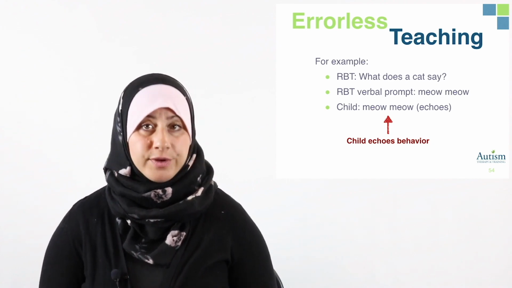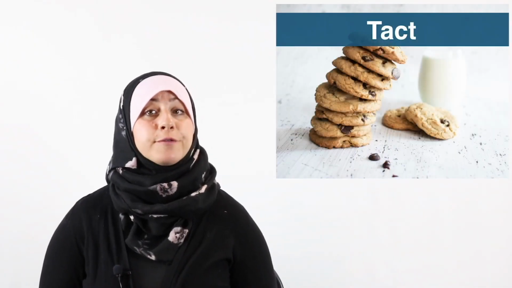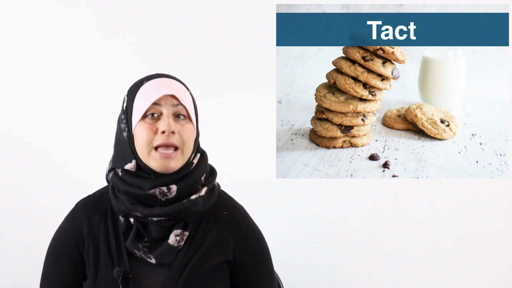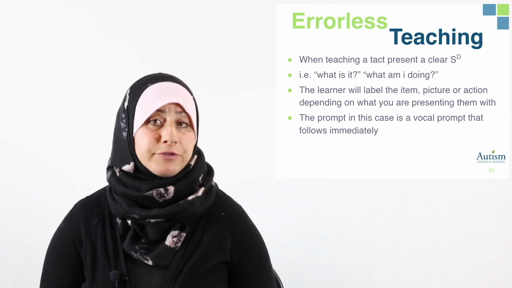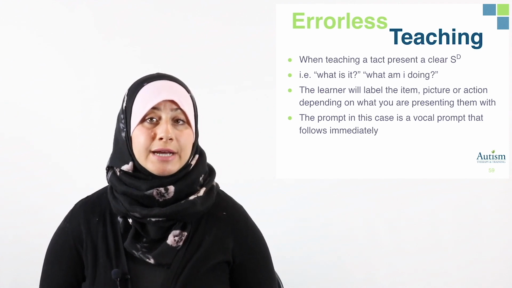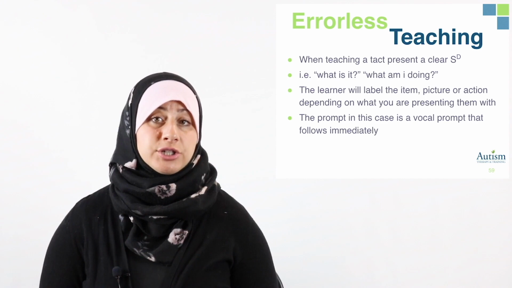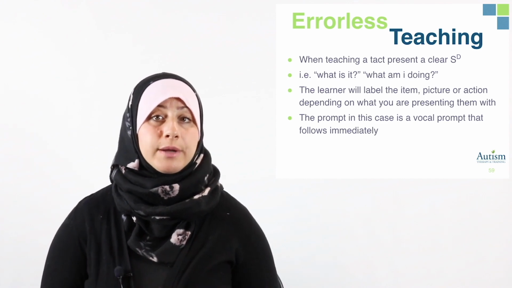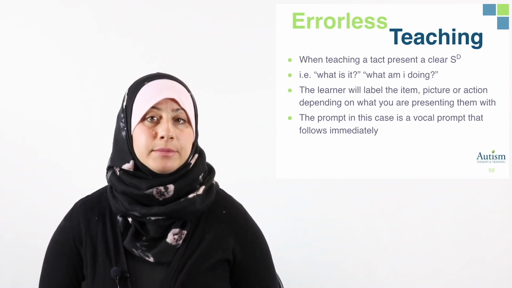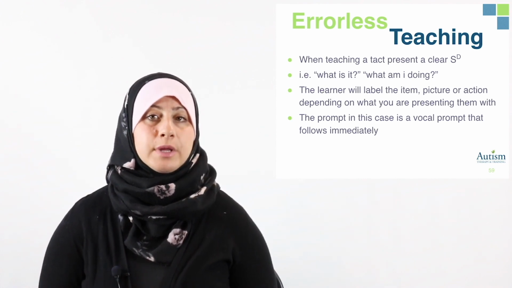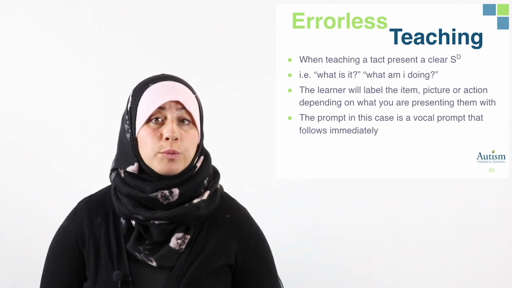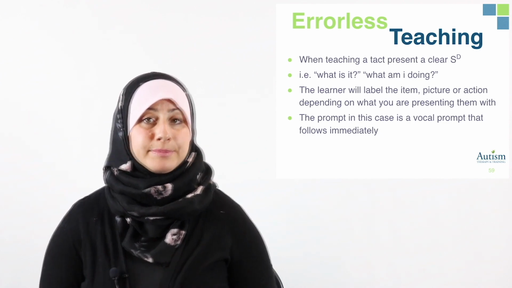Let's take a look at this video. What does a bear say? Grr. How about tacting cookie using a verbal prompt and errorless teaching. How would that look? As you can hear, my response follows immediately after the SD. When you're teaching tacts, present a clear SD, such as, what is it? What am I doing? The learner will label the item, picture, or action depending on what you're presenting them with. The prompt in this case is a vocal prompt that follows immediately.